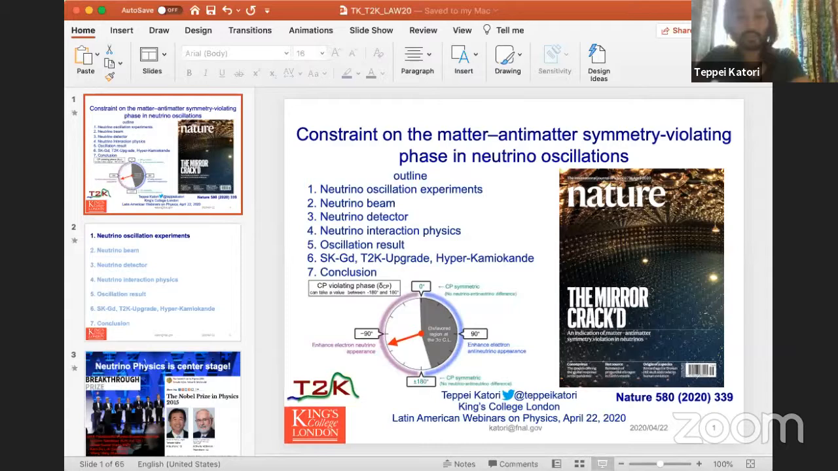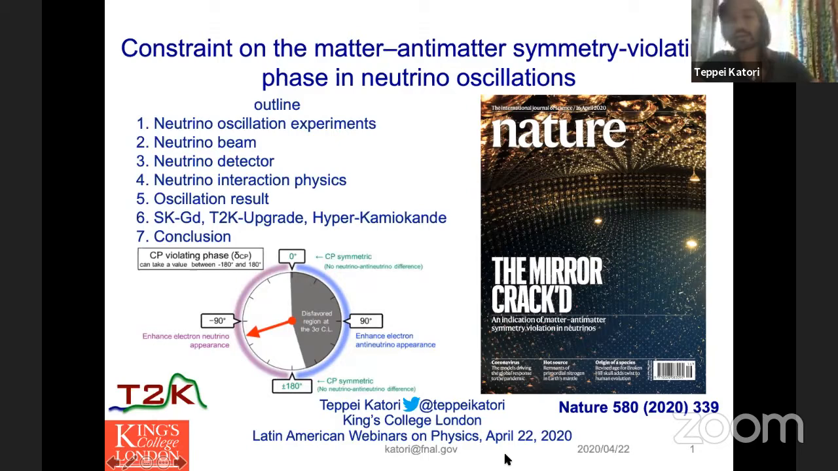So this is today's talk, the constraint on the matter-antimatter symmetry violation phase in neutrino oscillation. The result was published in Nature last week, and I'll come back to the main result later. I want to describe mostly how the oscillation experiment works. A neutrino oscillation experiment using a beam needs two things: one is a beam, and the other is the detector. I want to explain how this works in T2K, a little bit about neutrino interaction physics, and finally move to this oscillation result, and a little bit of the future plan, which is SKGD, the T2K upgrade and Hyper-Kamiokande.